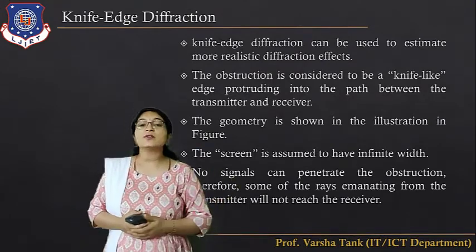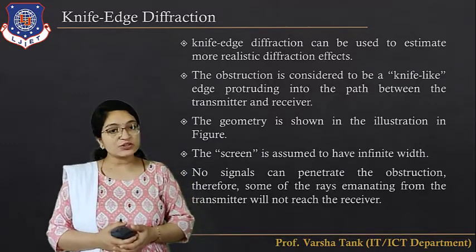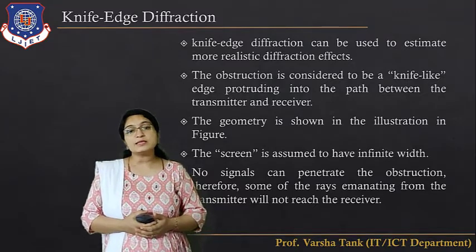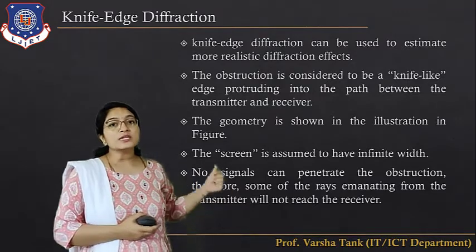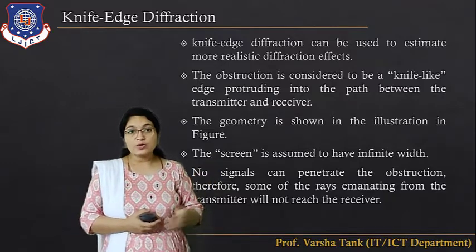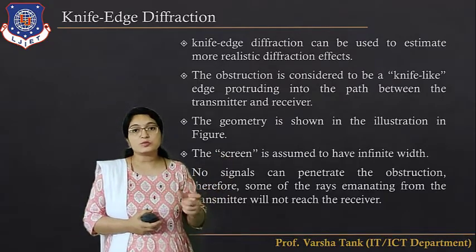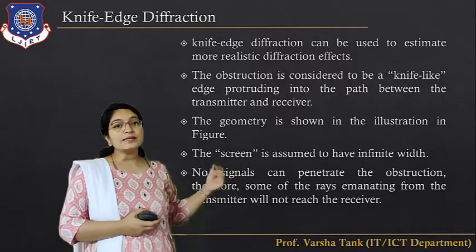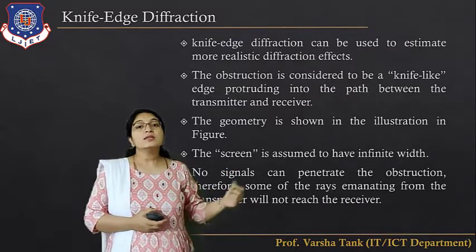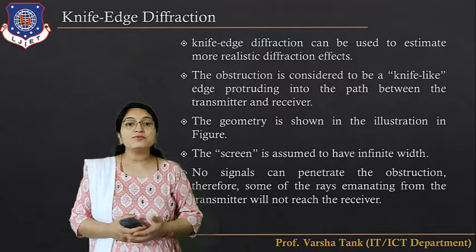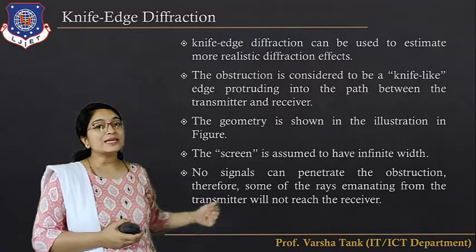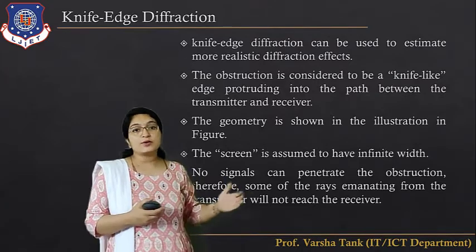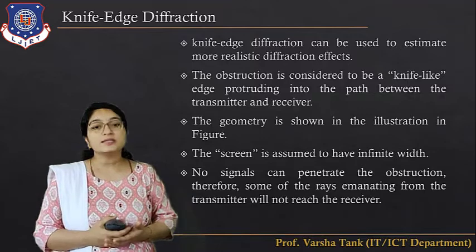As we have discussed, diffraction can be measured using the knife edge diffraction model. Knife edge diffraction can be used to estimate more realistic diffraction effects. The obstruction is considered as knife-like, a pointed obstacle in the path between the transmitter and the receiver. In the geometry shown in the figure, the screen is assumed to have infinite width, so no signal can penetrate the obstruction. Therefore, some of the rays emitted from the transmitter will not reach the receiver.